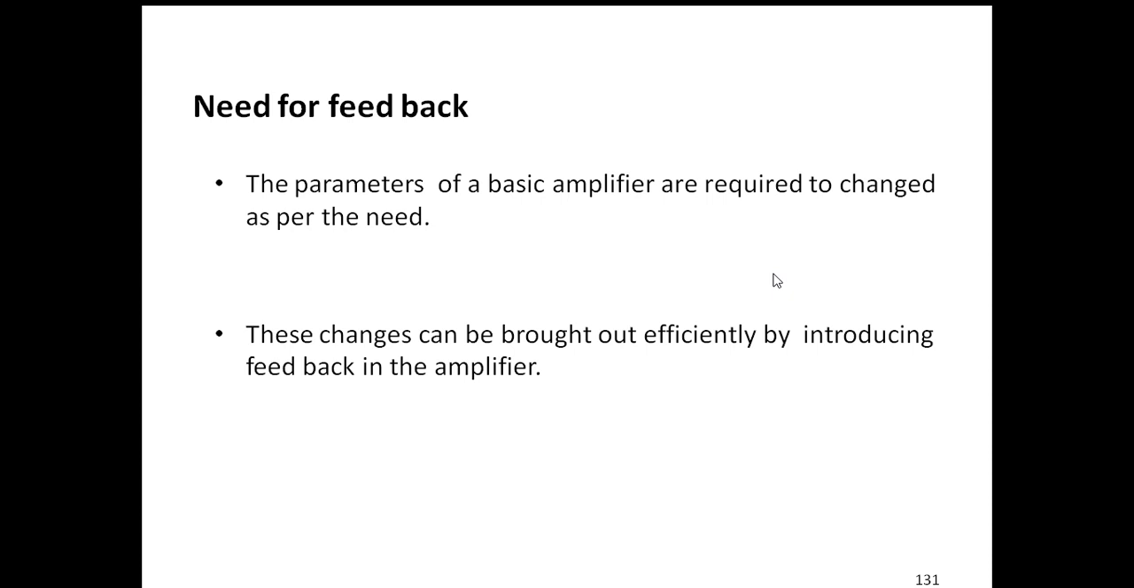These parameters need to be changed. How can we change them? By the use of feedback. These changes can be brought out efficiently by introducing a technique called feedback in amplifier circuits. Types of networks depend on the effect of the feedback signal.